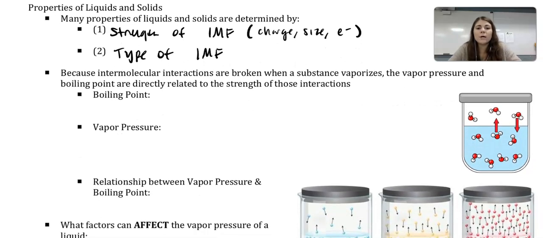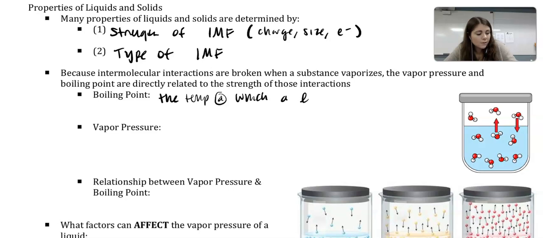Intermolecular interactions are broken when a substance vaporizes. Vapor pressure and boiling point are directly related to the strength of those interactions. So first, boiling point. This is the temperature at which a liquid converts to a gas. This is just a phase change.